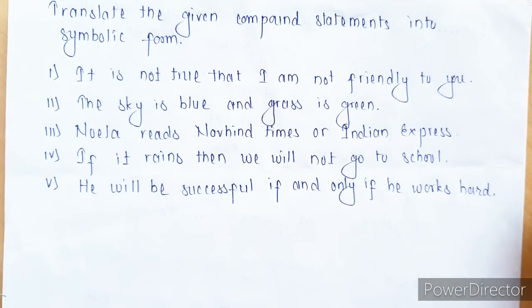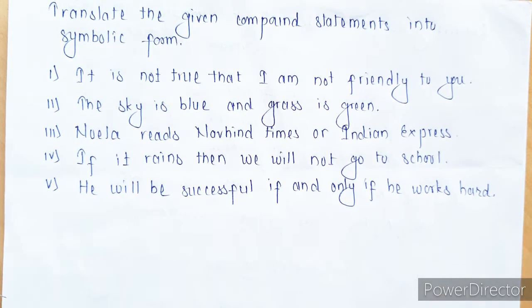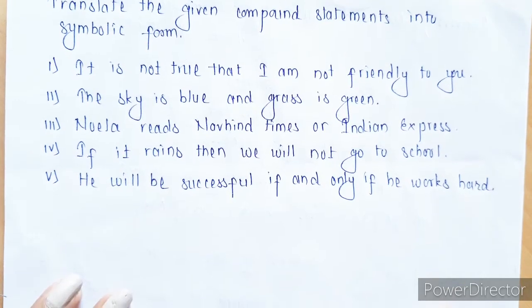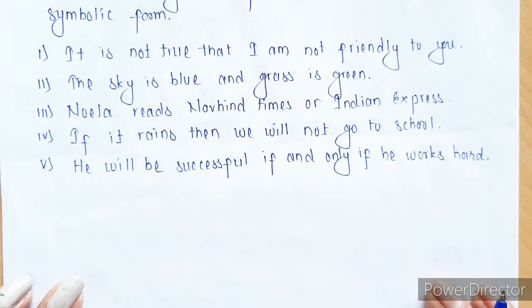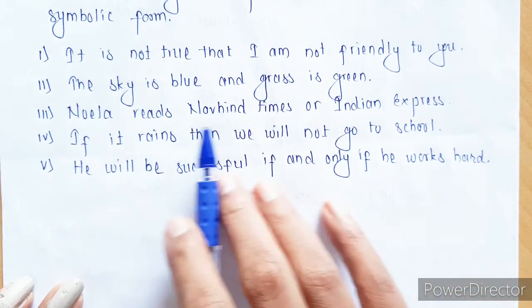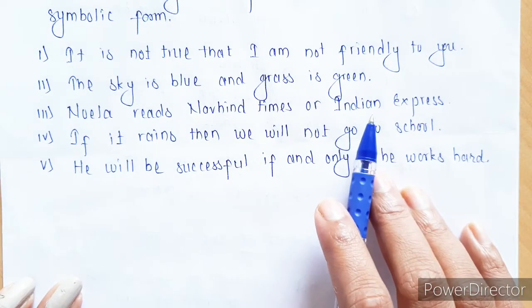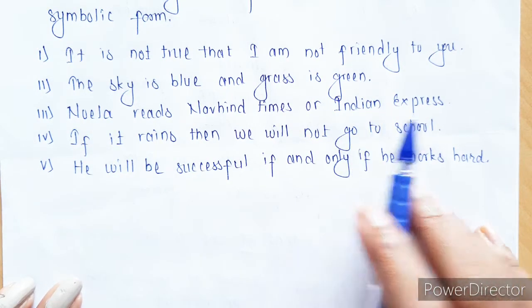In the last video, we studied how to convert symbolic form into verbal statements. Now, in this video, we will be studying how to write compound statements into symbolic form. So, these are some examples given. We have to write these statements into symbolic form. So, let us start with the first one.